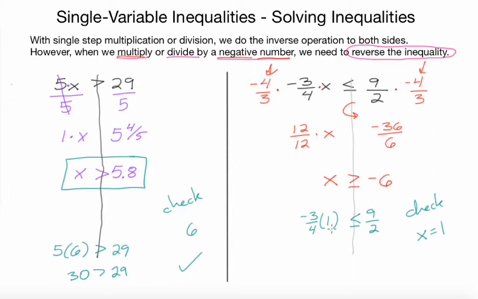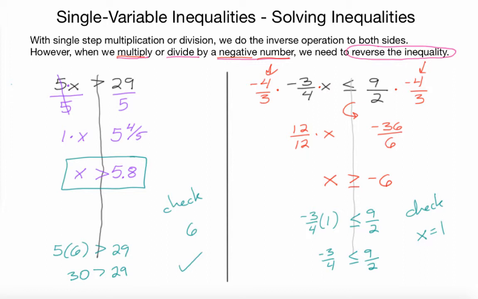Well, negative 3/4 times 1 is just negative 3/4, right? It doesn't change a thing. So negative 3/4 is less than or equal to 9/2. And here I can say, yeah, well, this is a negative number. It's going to be less than a positive number because it's on the left of it on the number line.